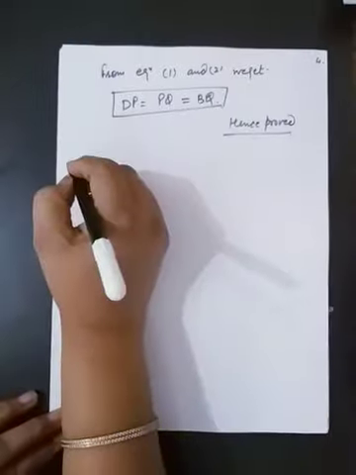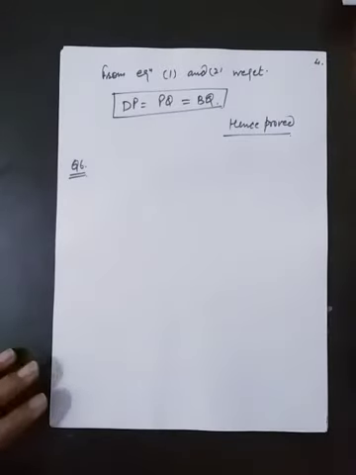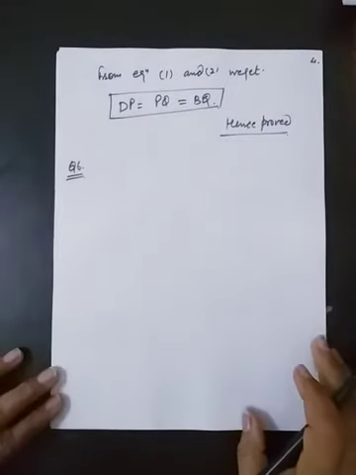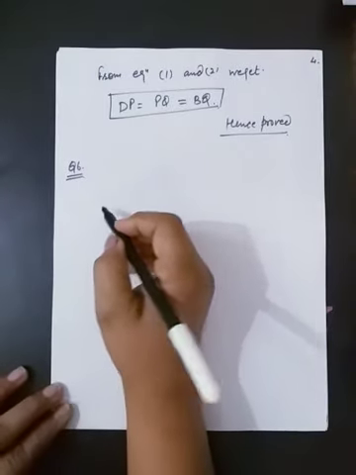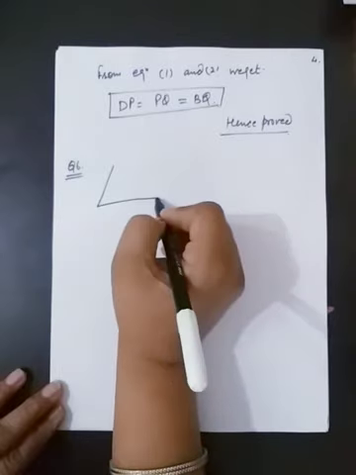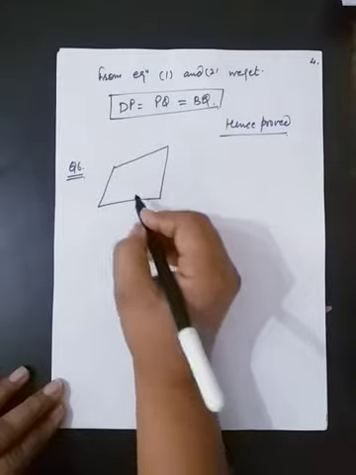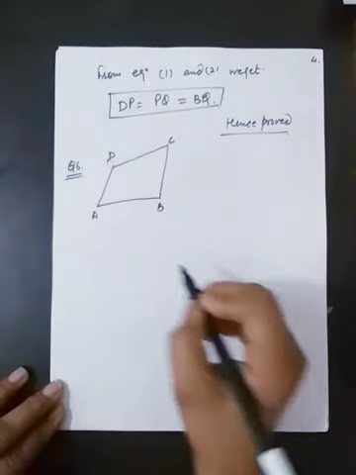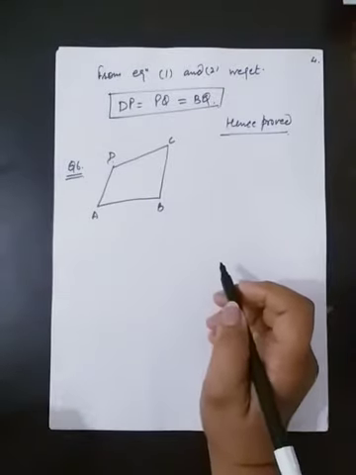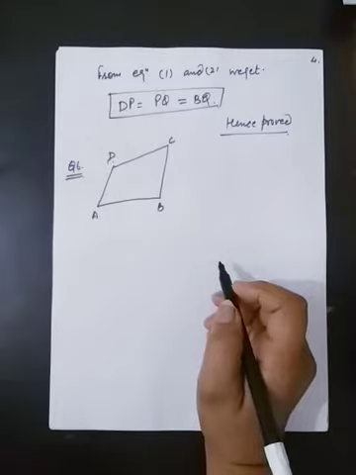Question number 6. Show that the line segments joining the midpoints of the opposite sides of a quadrilateral. Now a quadrilateral is given and the figure is not given, so we have to draw the figure ourselves, because we have to take the midpoints of the opposite sides of a quadrilateral.